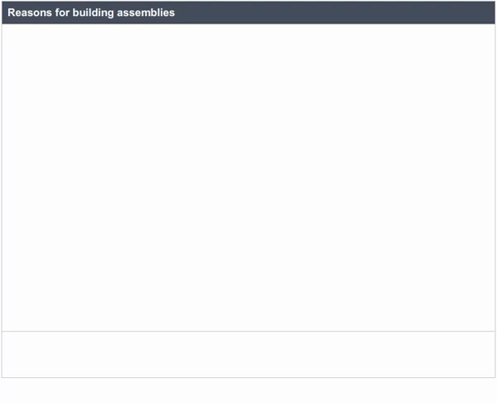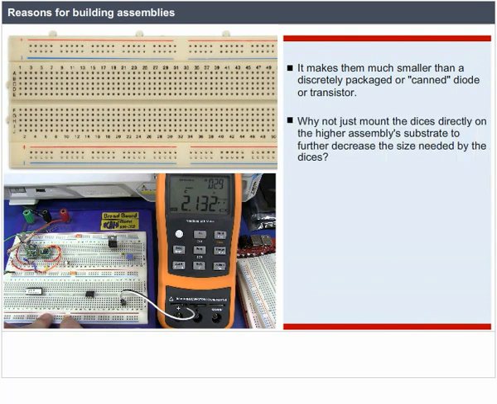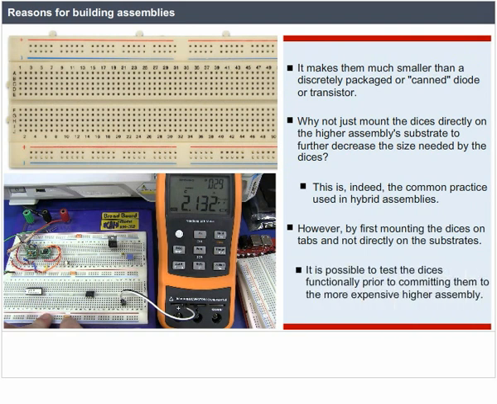Reasons for building die assemblies. It makes them much smaller than a discretely packaged or canned diode or transistor. Why not just mount the dies directly on the higher assembly substrate to further decrease the size needed by the dies? This is indeed the common practice used in hybrid assemblies. However, by first mounting the dies on tabs and not directly on the substrate, it is possible to test the dies functionally prior to committing them to the more expensive higher assembly.